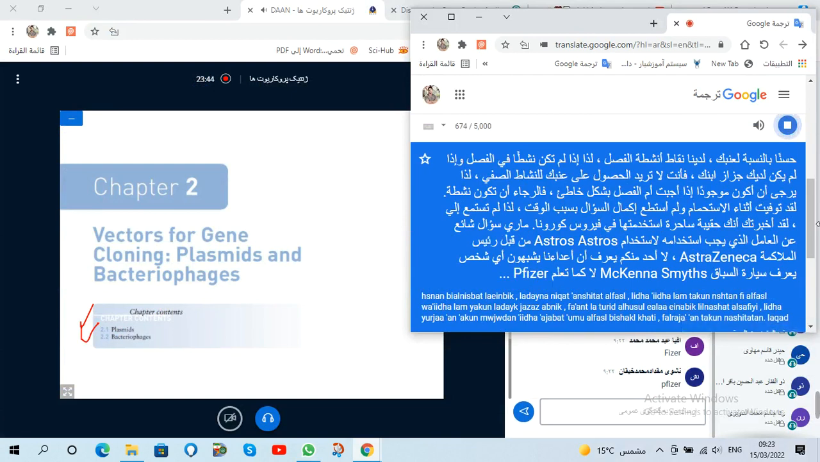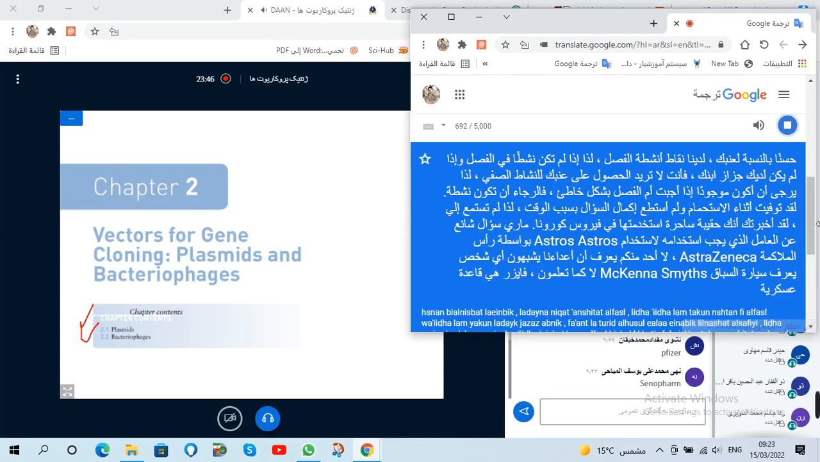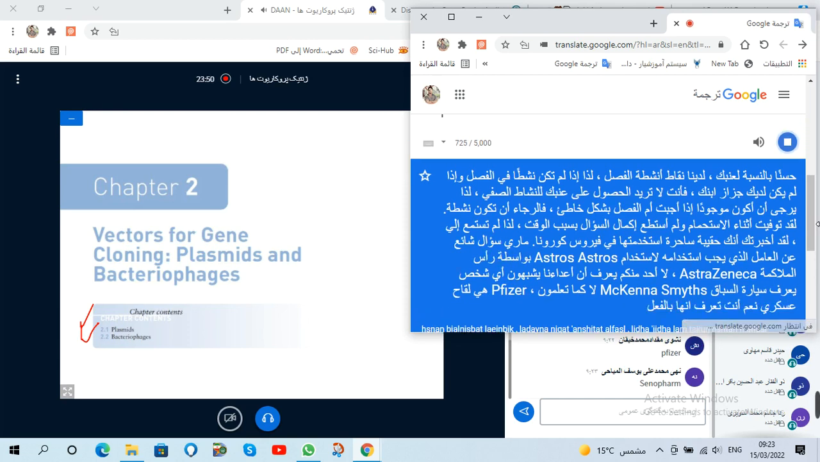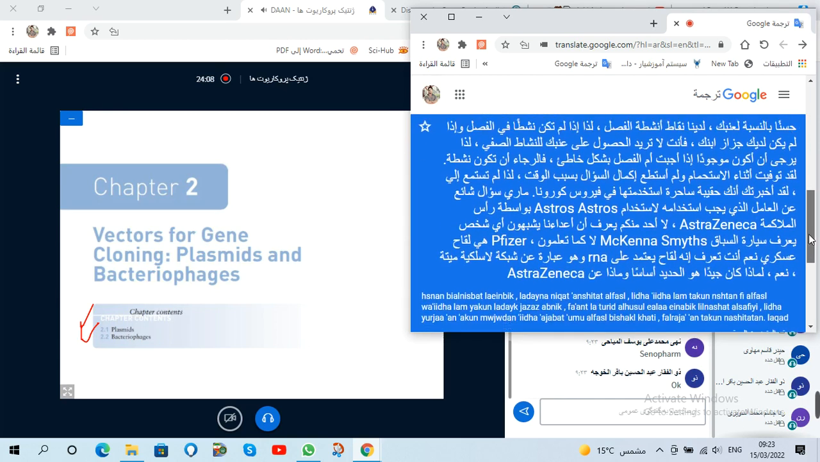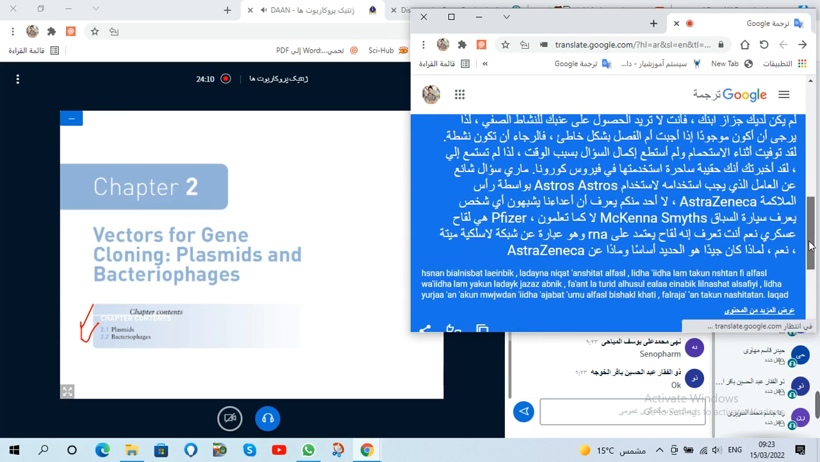As you know, Pfizer is an RNA-based vaccine. Sinopharm is a dead virus. Yes, Zolfaqar, you use Sinopharm. Sinopharm is a dead virus, okay? Pfizer is RNA-based. And what about AstraZeneca? Who knows about AstraZeneca?